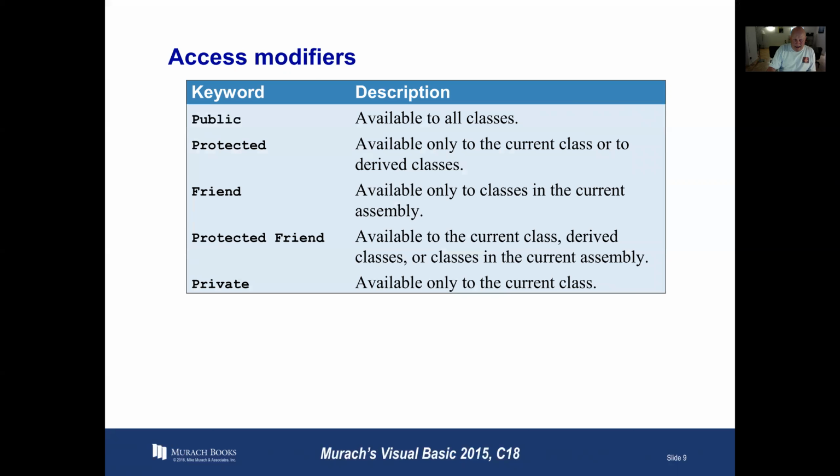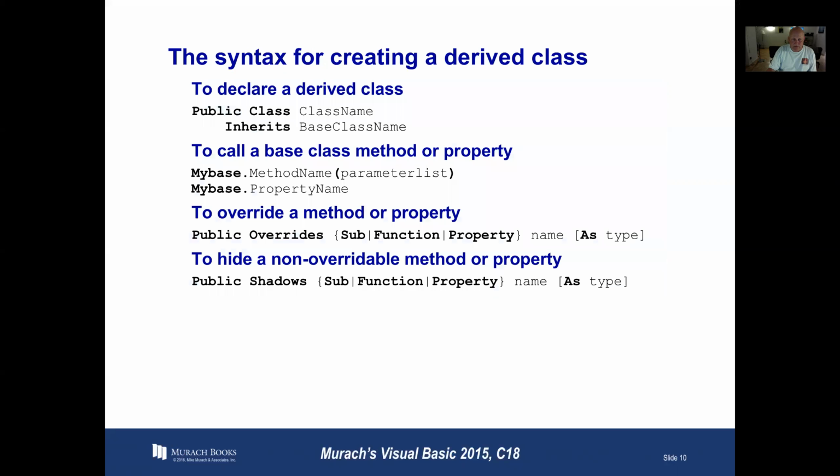And these are all the access modifiers. Public is available to all classes. Protected is available only to the current class or to derived classes. Friend is available only to classes in the current assembly. Protected friend is available to the current class, derived classes, or classes in the current assembly. Private is available only to the current class.